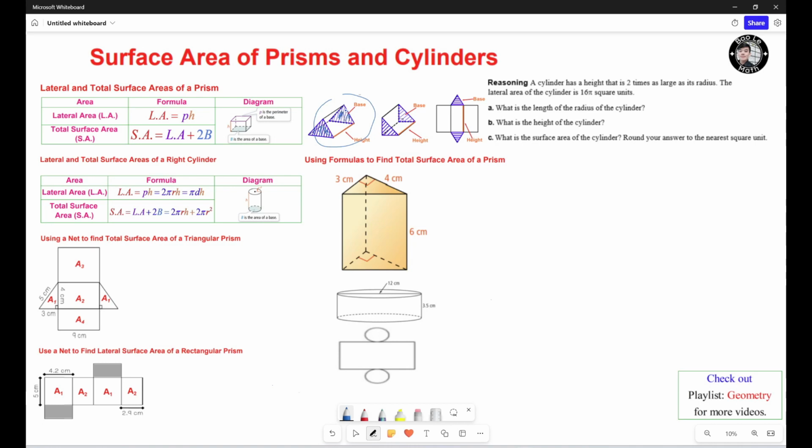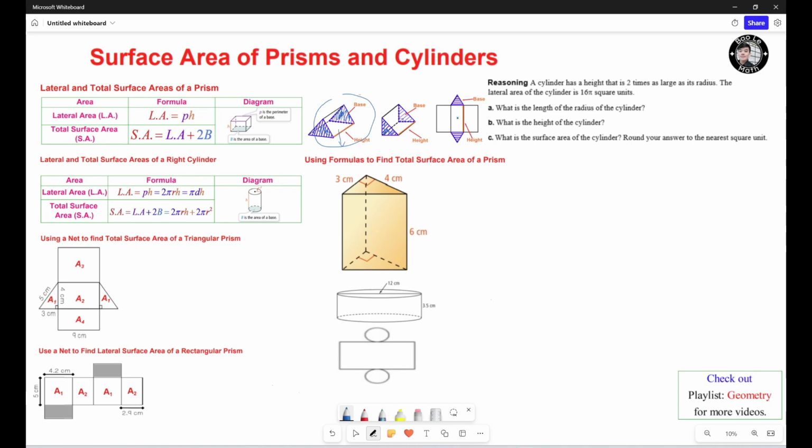A lot of students make a mistake. They always say the base is the bottom, but that is not the case. Keep in mind, in a prism, the two bases are always parallel. So this is a triangular prism. This is a right triangular prism, where the bases are right triangles.